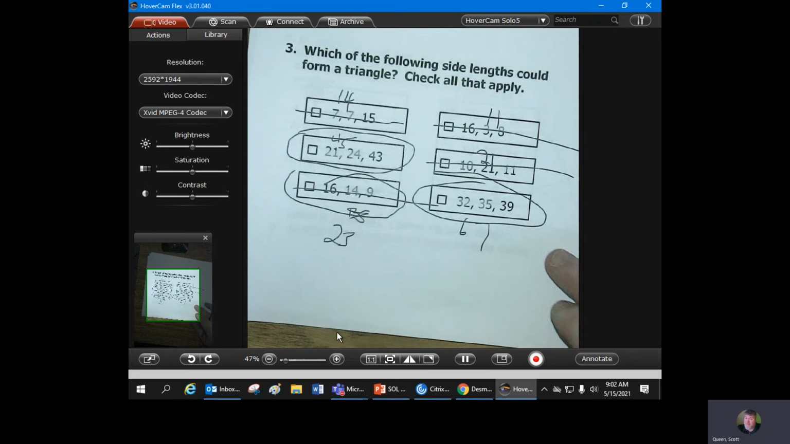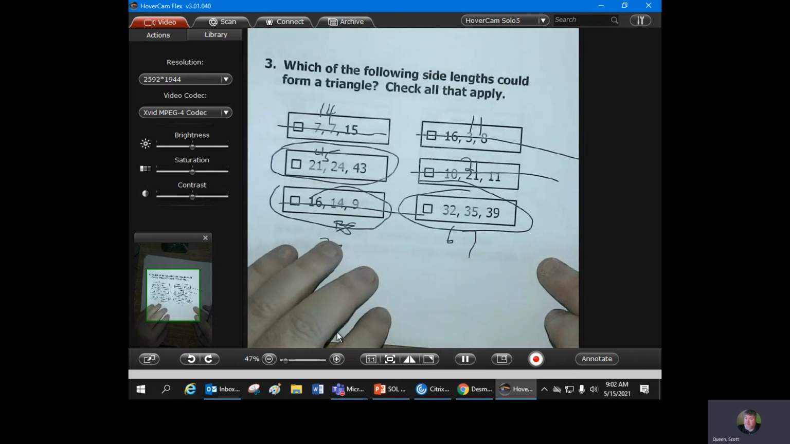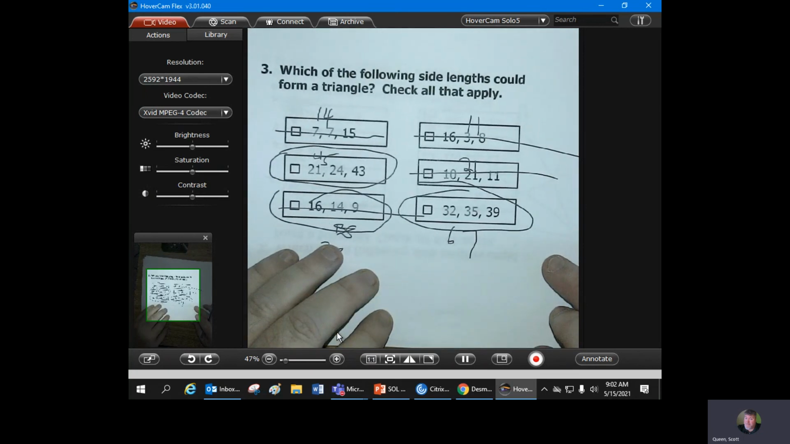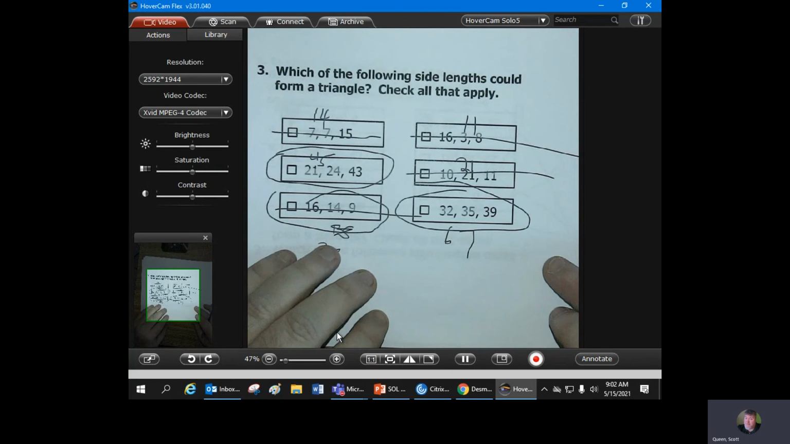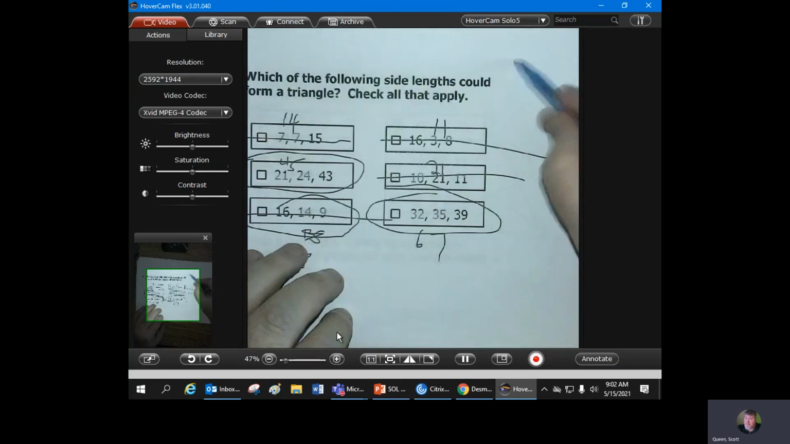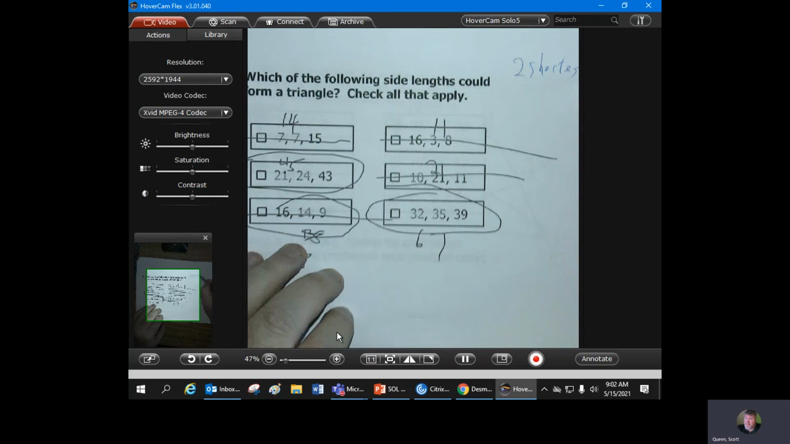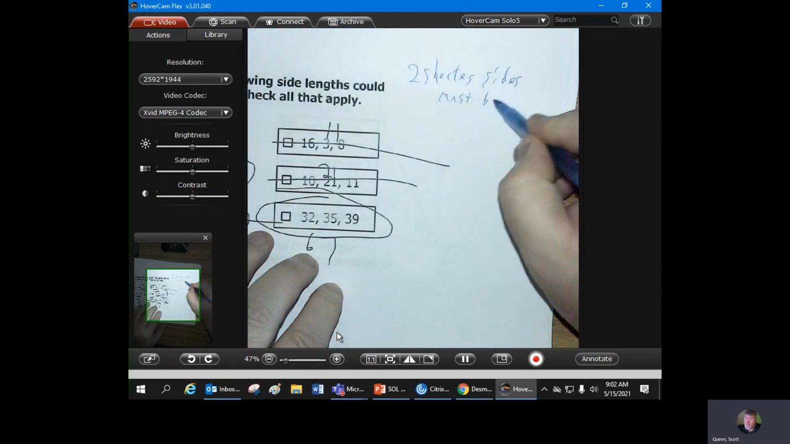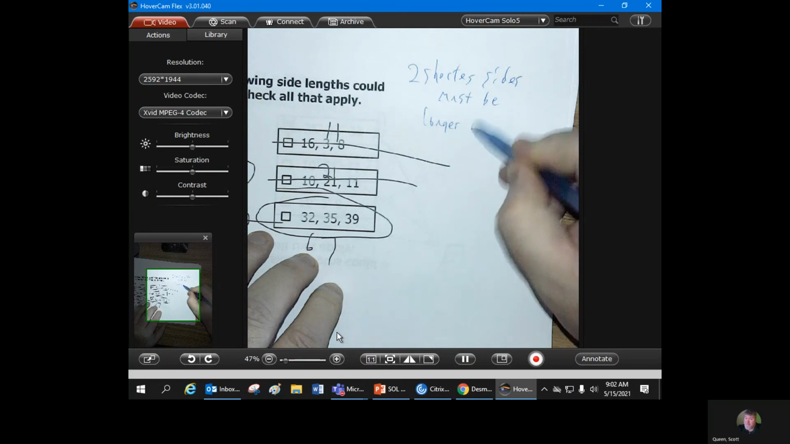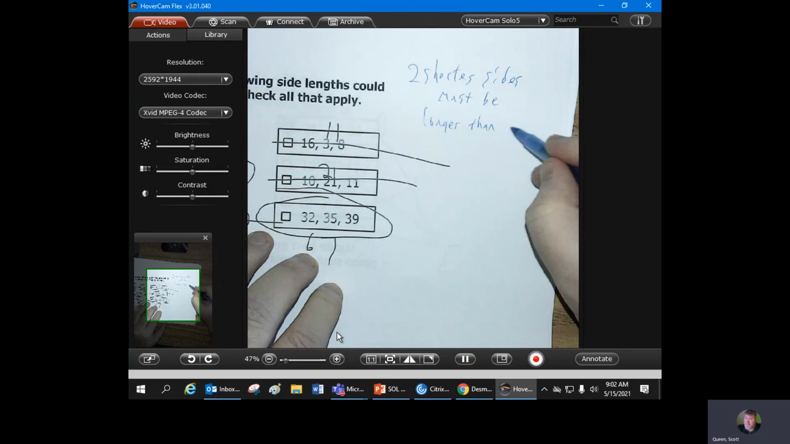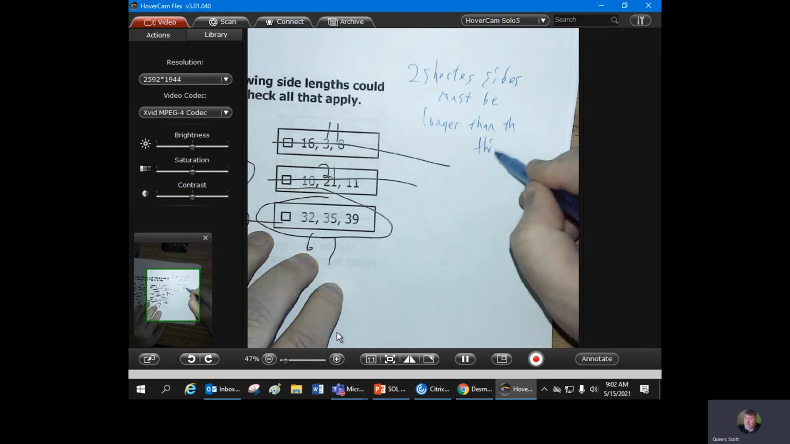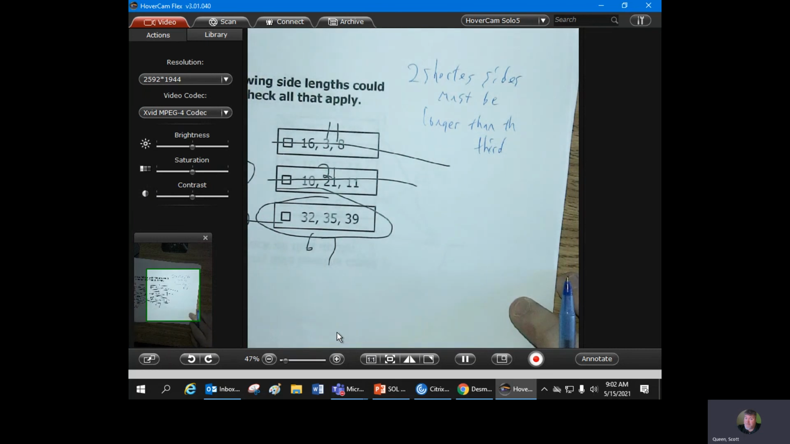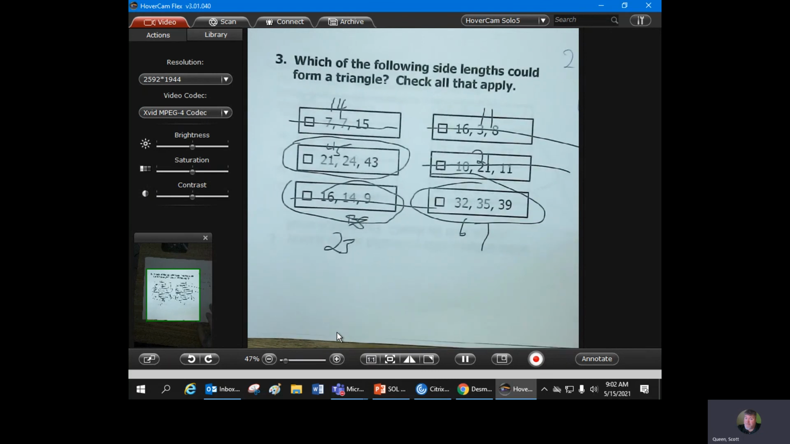Okay, I did the same thing on here too. That's okay though. Which of the following side lengths could form a triangle? So you need to know how the side lengths in a triangle form, right? The two shortest sides must be longer than the third. Two shortest sides added together must be longer than the longest side. Otherwise, you physically cannot form a triangle. You can cut out some sticks and prove it.